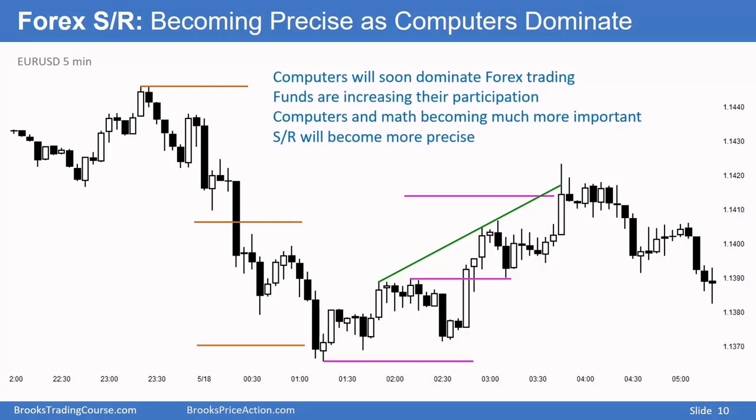At some point, computers will totally dominate Forex trading, just like they do the E-mini and most major stock markets. Also, funds are increasing their participation, and over time, the math will become more important and support and resistance will be more precise. Now, it's very good, but I believe over time, it'll become extremely precise.